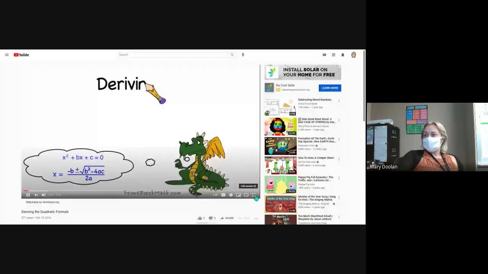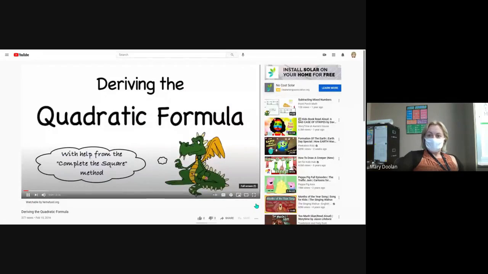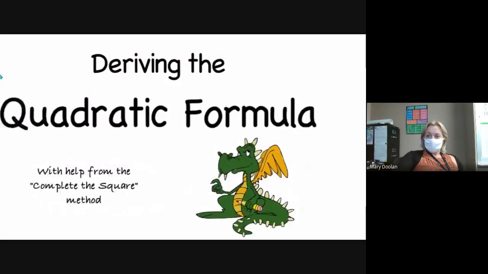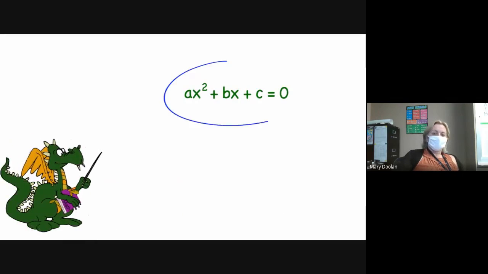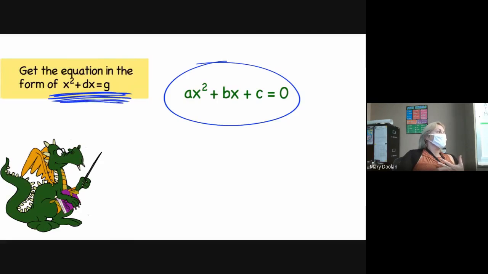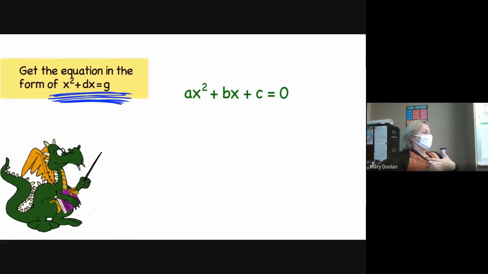How to derive the quadratic formula. To do this, we're going to go back to our rules for completing the square. Well, the first step is we want to get the quadratic equation into the form of x squared plus dx equals g. If you've watched the other videos or seen this in books, you may see that we've used different variables to represent our constants.